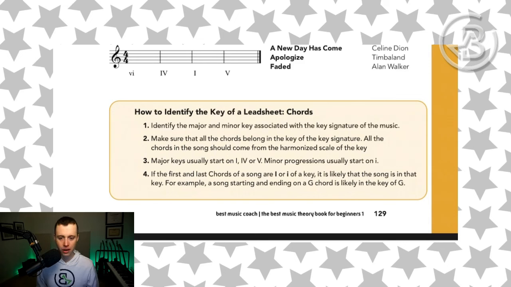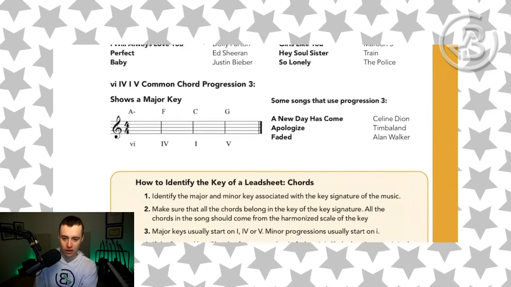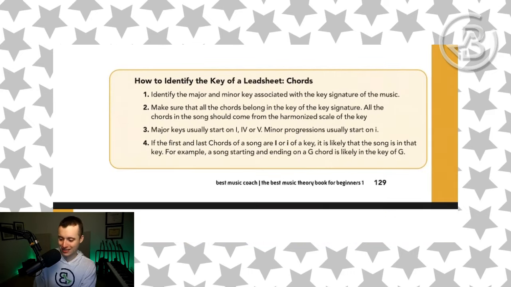Major keys usually start on 1, 4, or 5. Minor progressions for minor keys usually start on scale degree 1, with the exception of this 6-4-1-5. That's not 1-6-3-7. If the first and last chords of a song are major 1 or minor 1 of a key, it is likely that the song is in that key.